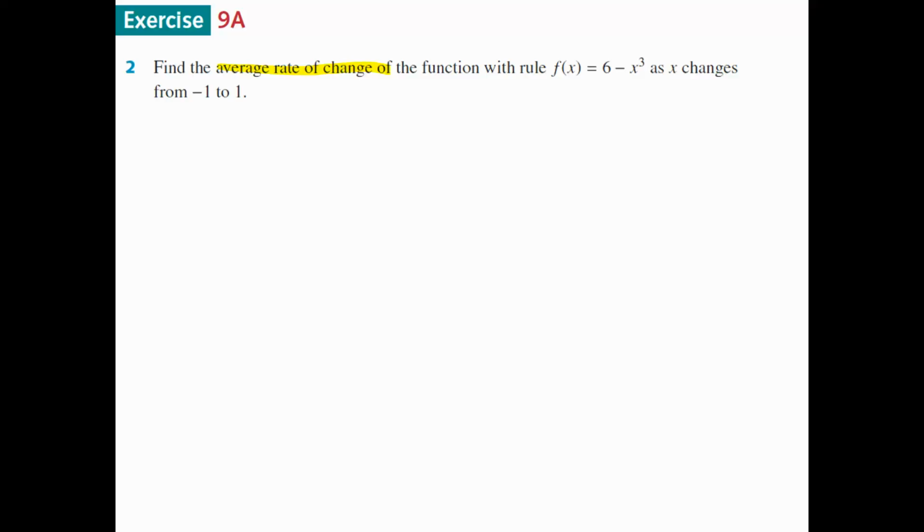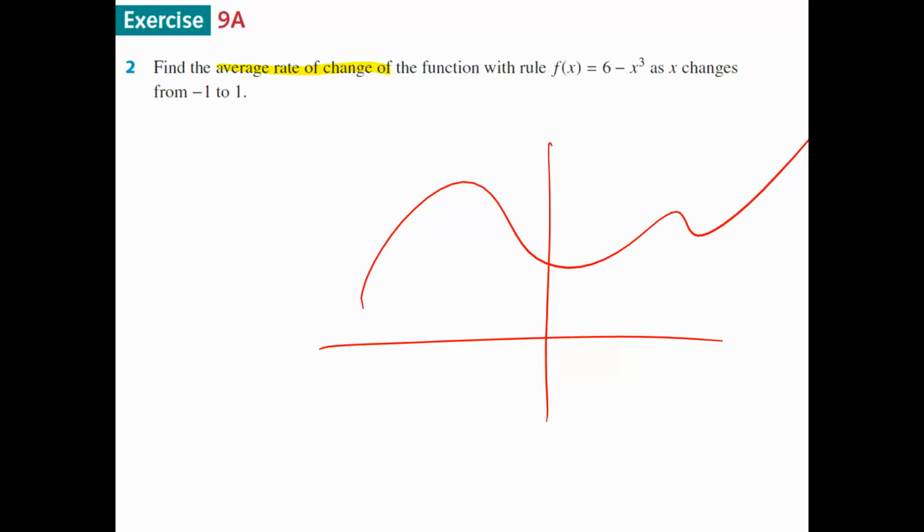-1 to 1. So visualize this. Visualize the graph. I don't care what 6 minus x cubed looks like. Let's just say it looks like this. Make it up. The whole point is I'm saying from -1 to 1. So I could have from -1 to 1. Average rate of change means find the gradient from this point to this point.